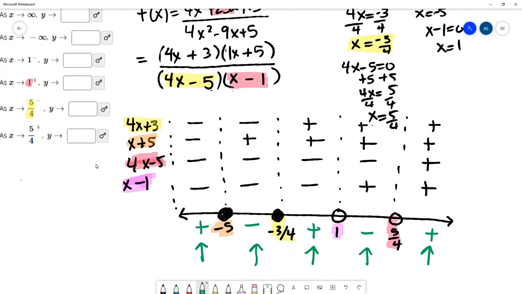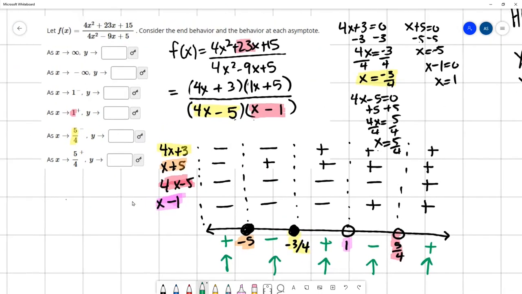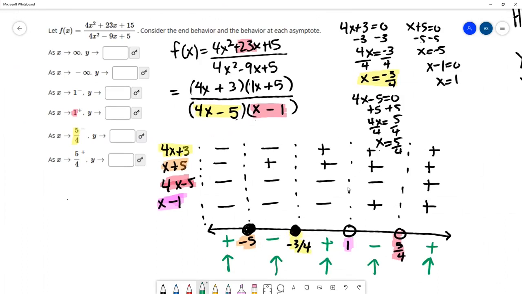So we really want to focus on our asymptotes. So we've got this asymptote here at 1. To the left of that asymptote, we have positive. So that's going to go to positive infinity. To the right of that asymptote, we are negative, so that's going to go to negative infinity. Then for the other vertical asymptote, to the left of it, it's negative, and to the right of it, it's positive. So that gives us what the behavior is around those asymptotes.